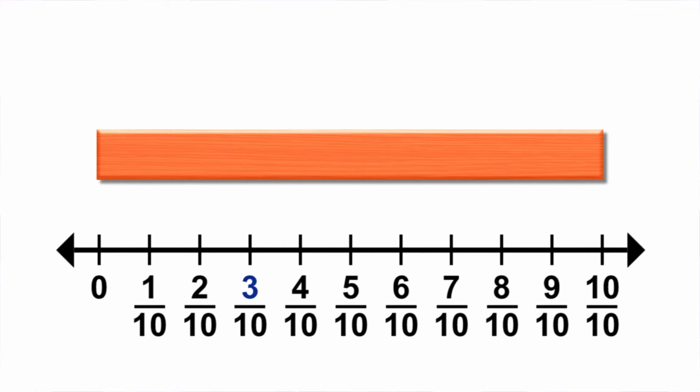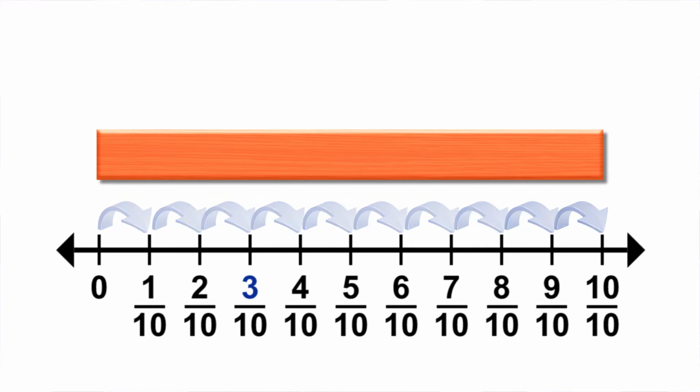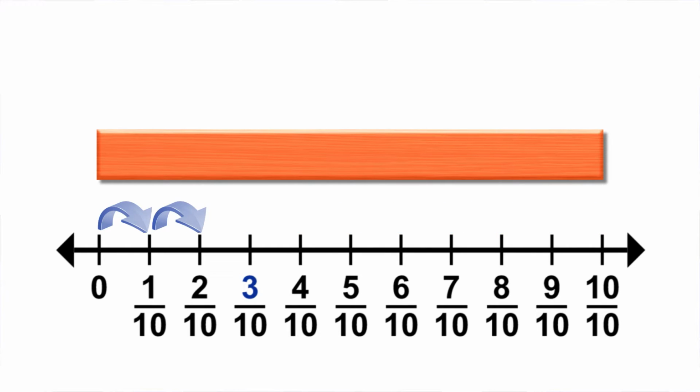To show 3/10, we make jumps along the number line, 1/10, 2/10, 3/10. How would we model 5/10? We make jumps of tenths, 1/10, 2/10, 3/10, 4/10, 5/10.